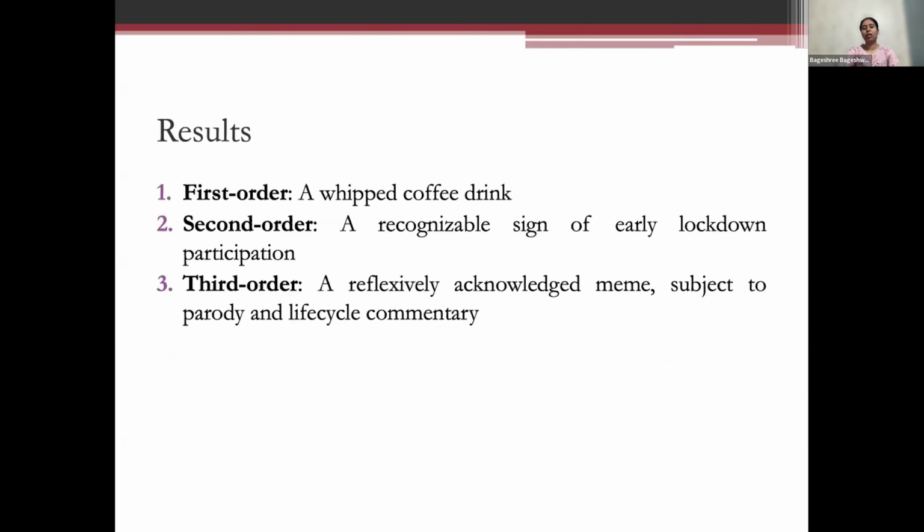So the final results are, we can see indexical orders shift. The first order was a whipped coffee drink. In the second order, Dalgona coffee becomes a recognizable sign of early lockdown participation. And in the third order, it becomes a reflexively acknowledged meme, subject to parody and life cycle commentary.